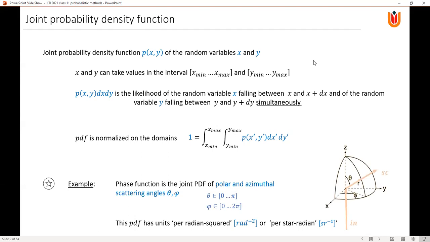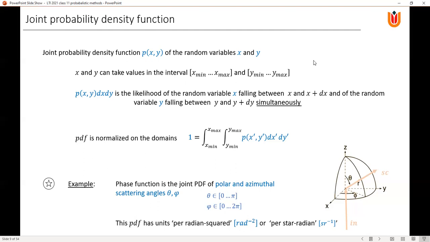The very specific example that we saw earlier on is the phase function, because it is the joint probability density function of scattering into angles theta and phi. In polar coordinates, theta falls between 0 and pi, and phi between 0 and 2 pi, so those are the integration limits. If you take a proper phase function and integrate it over these limits, the answer should be 1. That's the normalization.